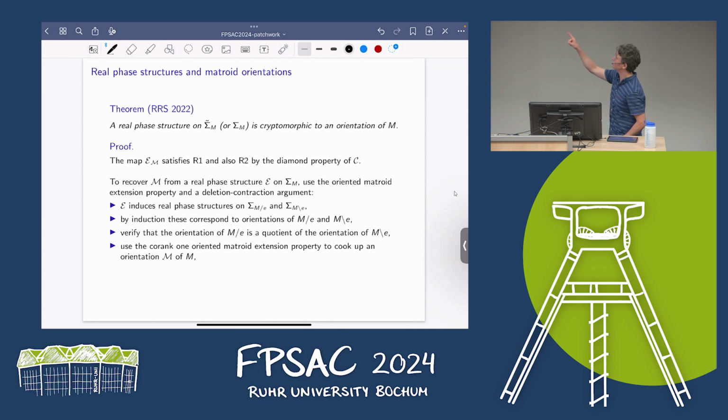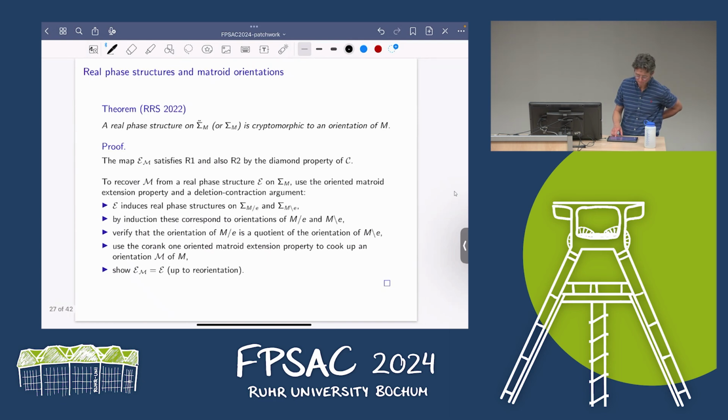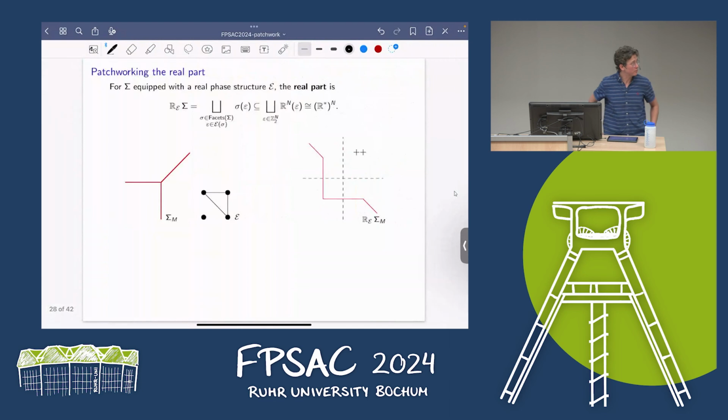So we can use this to cook up an orientation of our original matroid M, which is the matroid extension of these two. Okay, and then we show that the real phase structure of the orientation we cooked up is actually the same as the one we started with. Okay, so it's not a very explicit argument, but it is made more explicit with co-circuits in the paper. All right, so what can we do with this real phase structure now? So we have a cryptomorphic definition.